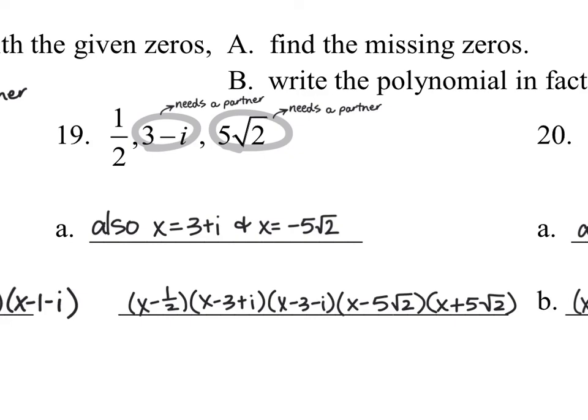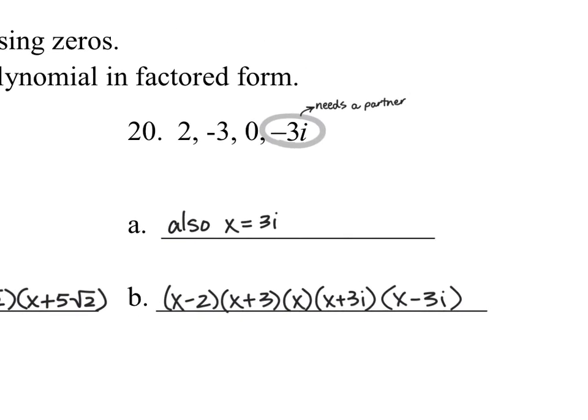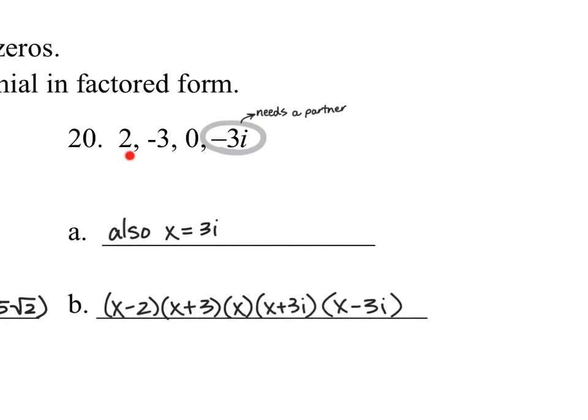Then I wrote them in their factor forms, so x equals 1/2 comes from the factor x minus 1/2, and then we have the complex factors and the irrational factors. And number 20, we have 2 and negative 3 and 0, none of which need a partner, but we do have an imaginary one which does need a partner, so we need its conjugate pair, and then we write them in their factored forms. So x minus 2, x plus 3, just x. It's the same thing as x minus 0. And then x plus 3i and x minus 3i.